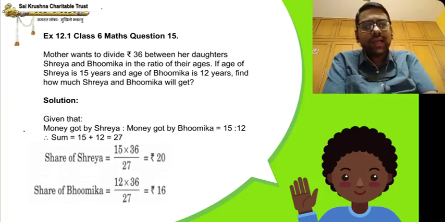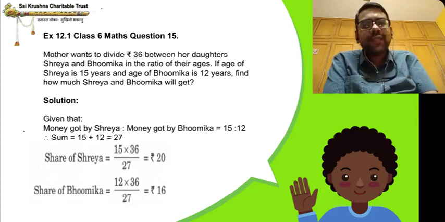What is given here? Money got by Shreya is to money got by Bhumika is 15 is to 12. Now what do you have to do? Add both the ratios. 15 plus 12 is 27. So if you want to get the share of Shreya, Shreya is how many years? 15 years. So 15 by the sum 27, into how much is the amount to be divided? 36. So we'll get rupees 20.